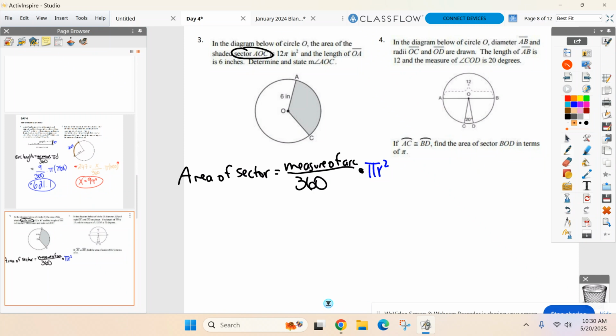Back to number 3. We're told the area is 12 pi. What's angle AOC? All right, so substitute in the 12 pi for the area. Now, for measure of the arc. Everyone agrees the measure of the arc is the same as angle AOC. Central angle is always equal to its arc. So if you find the measure of arc AC, you have found angle AOC, because they're always equivalent.